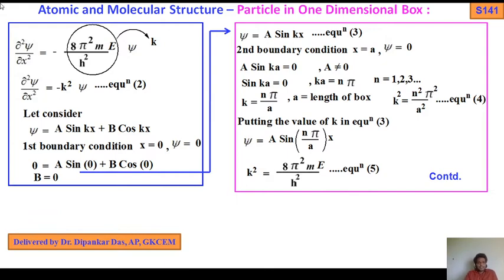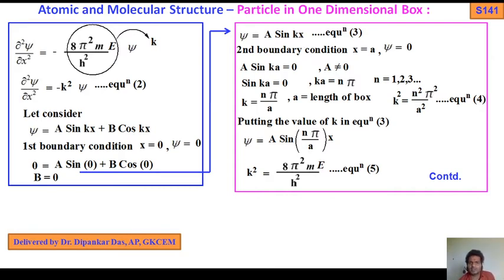Again I tell you, del square psi by del x square equals minus 8 pi square m E by h square into psi, and this value we consider as k square, so del square psi by del x square equals minus k square psi, which is assigned as equation 2. Let us consider psi equals A sin kx plus B cos kx. First boundary condition: x equals 0, psi equals 0, so A sin 0 plus B cos 0 gives B equals 0. So B equals 0. That's why we get psi equals A sin kx, which is assigned as equation 3.